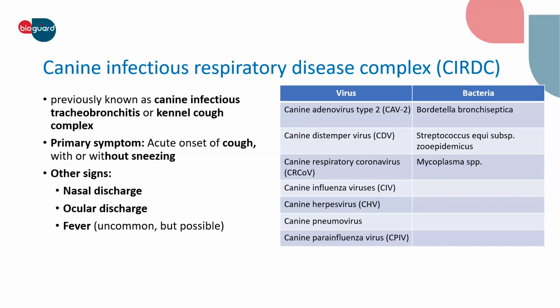The infectious pathogens that can cause CIRDC include viruses such as canine adenovirus type 2, canine distemper virus, respiratory coronavirus, canine influenza virus, herpesvirus, pneumovirus, and canine parainfluenza virus. And for bacteria, usually Bordetella bronchiseptica, Streptococcus, and Mycoplasma.